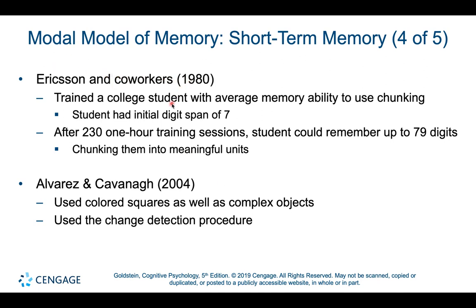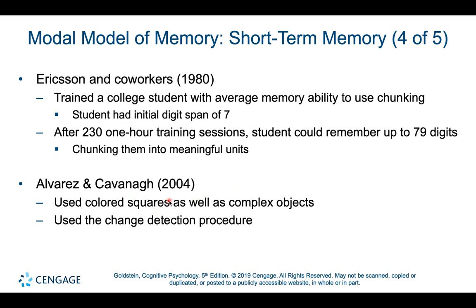Ericsson and colleagues in 1980 took a single college student, this poor college student, who had basically average memory abilities, and they trained them to use chunking. Before training, the student had a digit span of 7. So like we said, 7 plus or minus 2, perfectly average. They made this student come into the lab for 230 one-hour training sessions to teach this student how to chunk digits into meaningful ways. At the end of it, the student could remember 79 consecutive digits. So they increased their memory capacity from 7 to 79. That's pretty remarkable. Now, this was not some genius, not some mathematical genius who could remember all these numbers. This is just an average college student who was taught a strategy for remembering information.